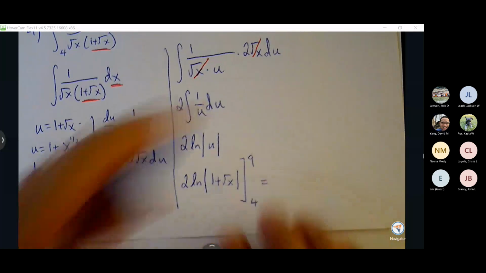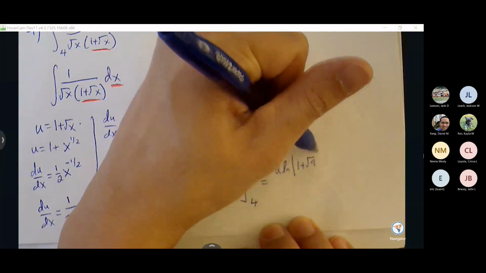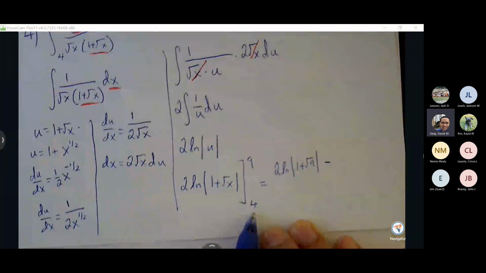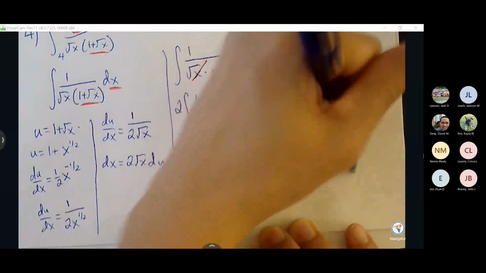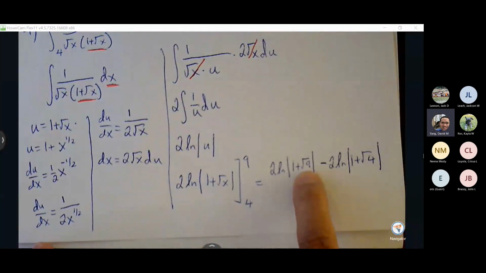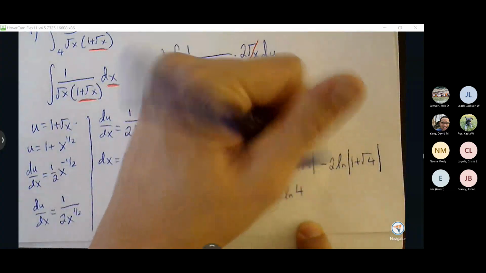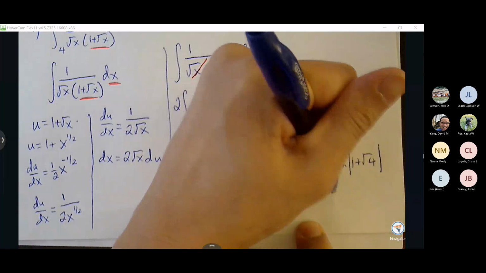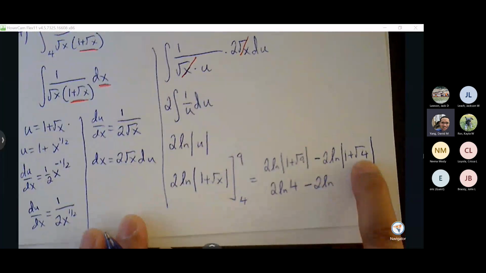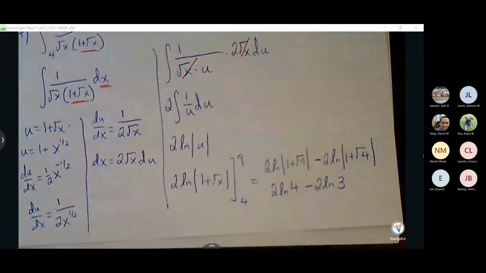Upper bound first. Minus, then lower bound. This is root 9. Root 9 is the same thing as 3. 1 plus 3 is 4. Root 4 is 2. 1 plus 2 is 3. So this is fine.